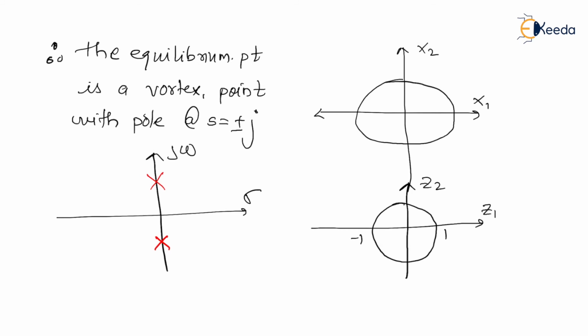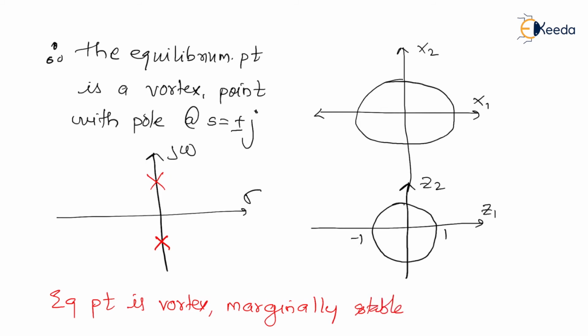So what is the conclusion? The conclusion is the equilibrium point is a vortex, which is marginally stable. Marginally stable. This completes the first part, that is mu equal to 0. Let us now go for the second part, that is mu equal to, let us say, minus 1.